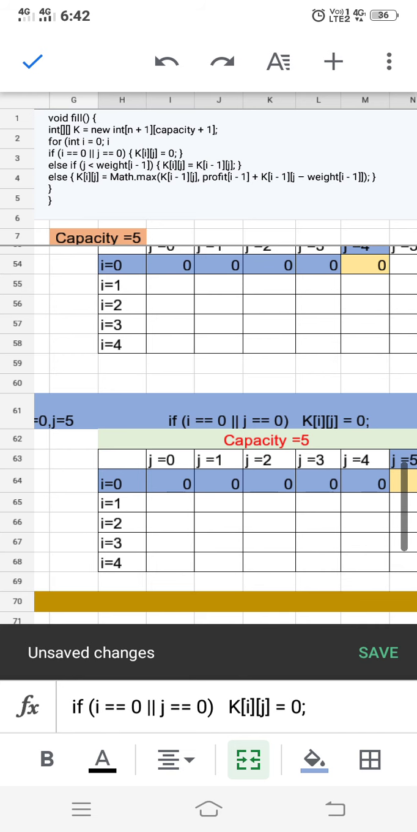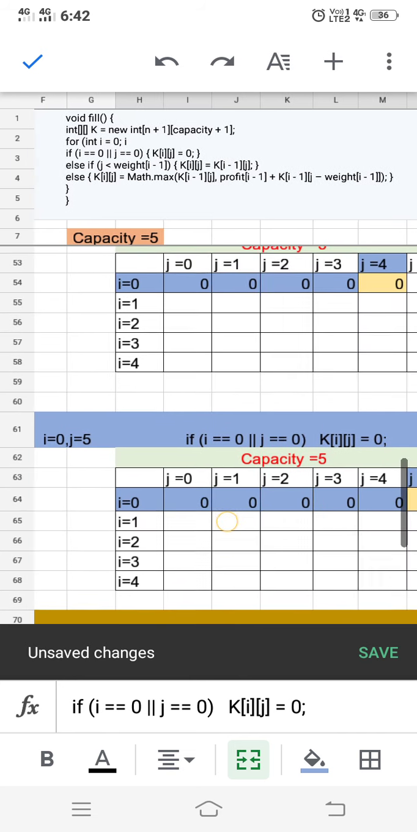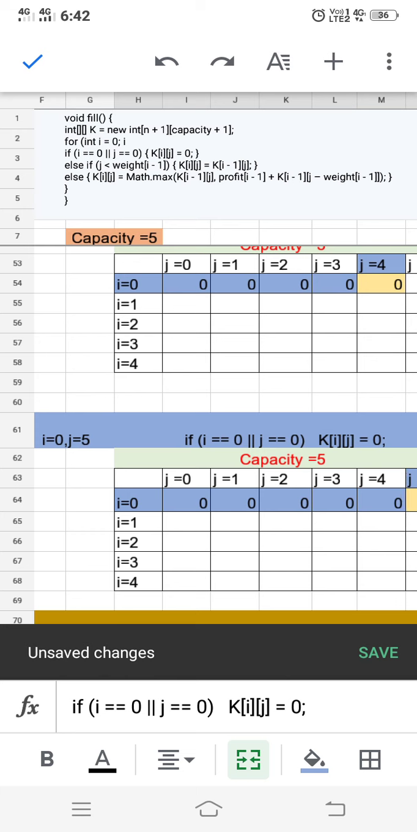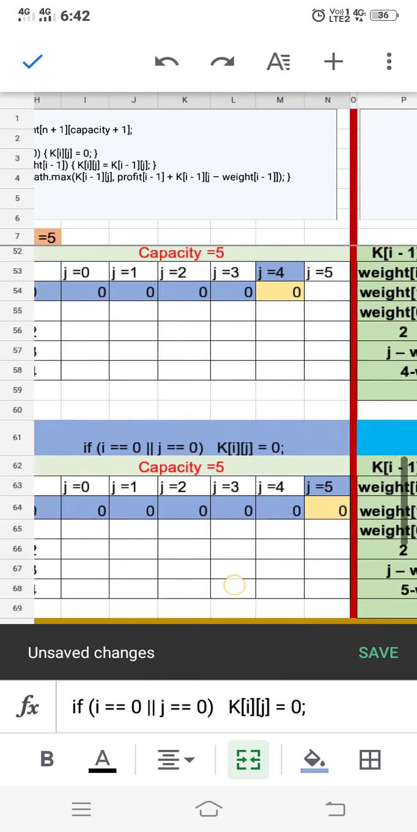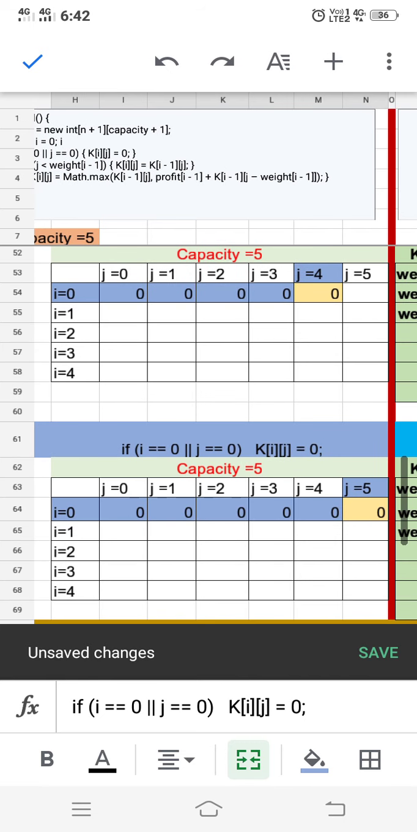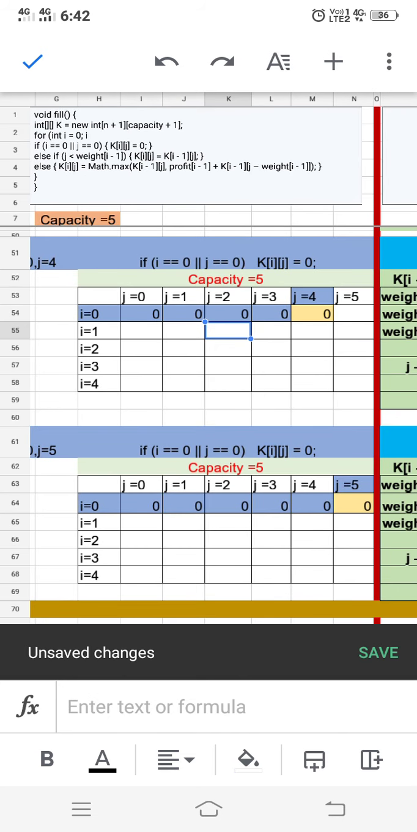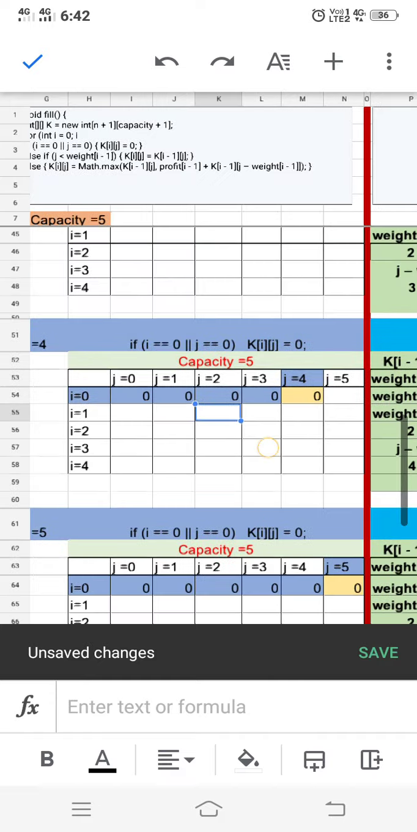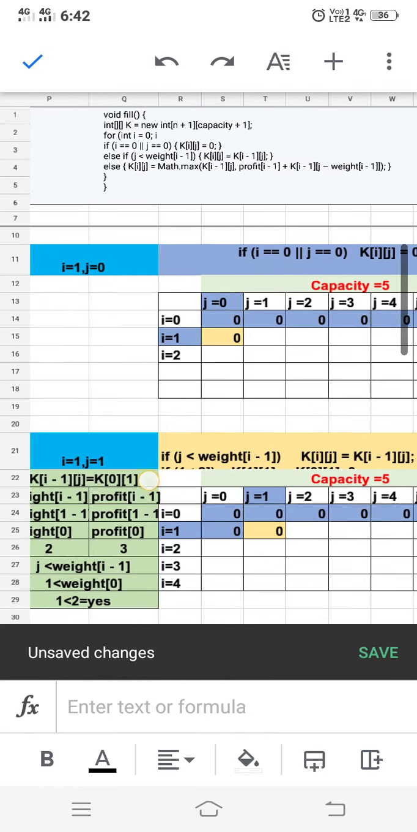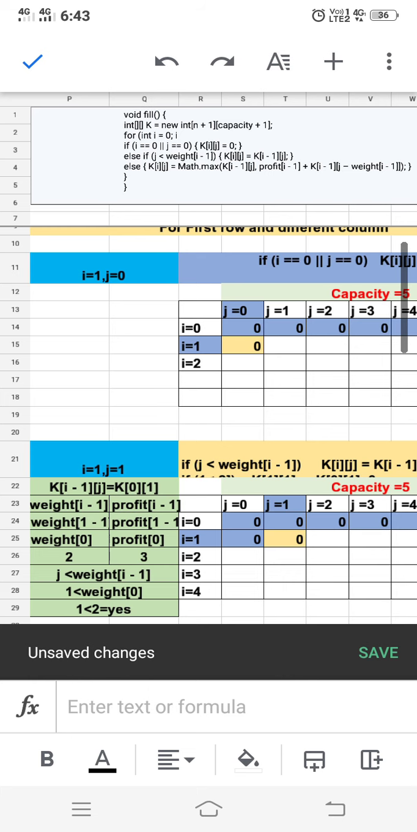That means in the first iteration, by keeping the i is equal to 0 row constant and varying the column values j is equal to 0, 1, 2, 3, 4 up to 5, we are filling up the values. j represents the capacity. The capacity is varying from 0 to the total capacity of the knapsack, that is 5. Now we are finished with the first row. Next I will move on to the second row, that is for i is equal to 1, then by varying the values of j from 0 to 5 I will fill up the entries.